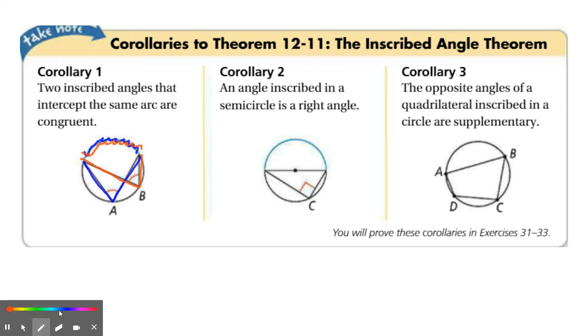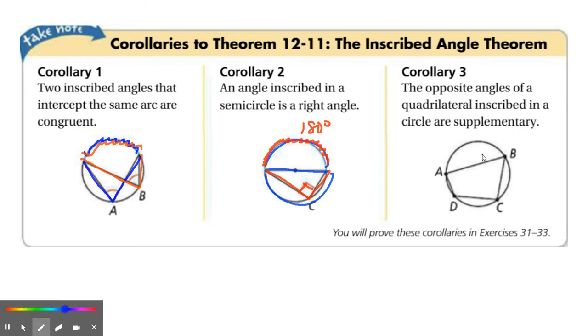In the second one, if you have a diameter drawn in your picture, remember it creates 2 semicircles, one here and one down here. Angle C, if you follow its sides, whose vertex is on the circle, ends at the endpoints of the diameter. So it intercepts this semicircle. Well, remember, a semicircle is 180 degrees. An inscribed angle is half of that arc. Half of 180 is 90, a right angle.